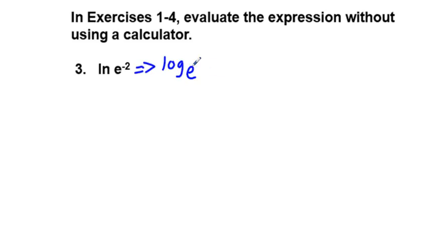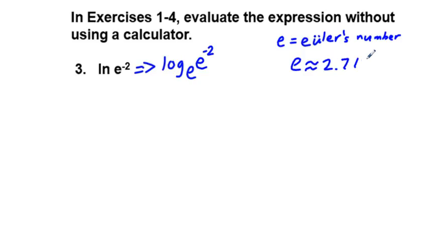And e is Euler's number. So we'll rewrite this as log base e of e to the negative 2 power. Euler, Leonhard Euler, the great Swiss mathematician, in whose honor this number was named. And e is approximately equal to 2.718, and so on, an irrational number. It has very unique properties and will really help in the world of finance and in calculus.